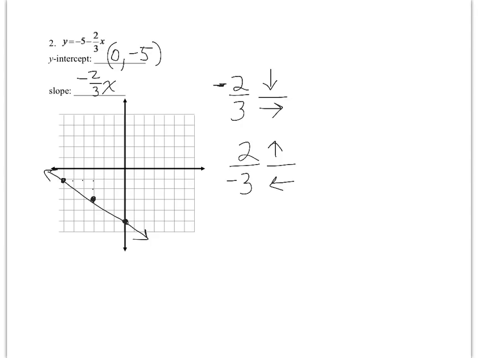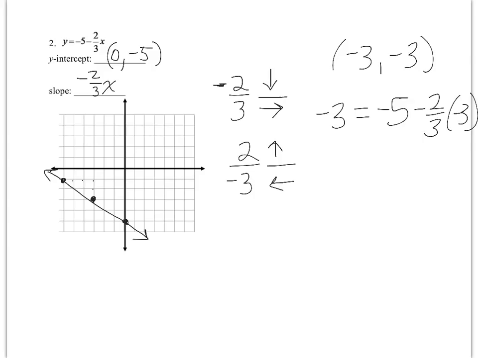And then let's quickly check an ordered pair. You don't have to write this part down, but it's good to pay attention, right? So this ordered pair is negative 3, negative 3. So if I'm checking the ordered pair, negative 3, negative 3, I'm plugging it in. Negative 3 is y equals negative 5 minus 2/3 times negative 3. Well, think about 2/3 of 3 is just 2, and since it's a negative and a negative, it's plus 2, right? So negative 3 is equal to negative 5 plus 2. So it does work out.